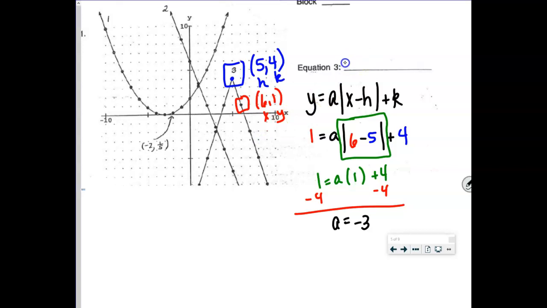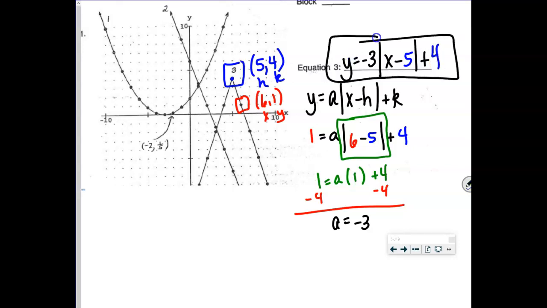So Jasmine, we're finally ready to fill in everything we need to know about the formula. What was our a again? -3, and then absolute value of x minus who's h? Good. Close the absolute value, and then who's k? Awesome. Nice job. That wasn't too bad. We got this.